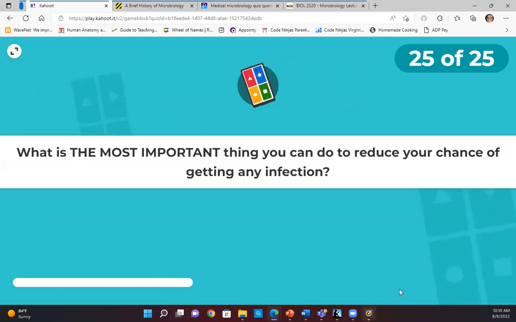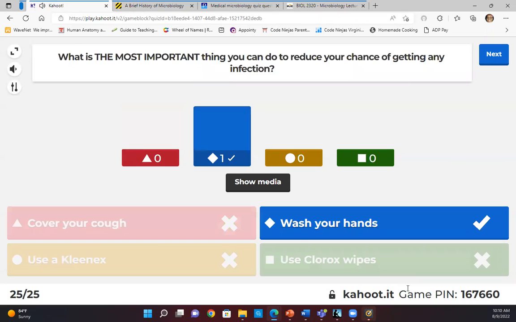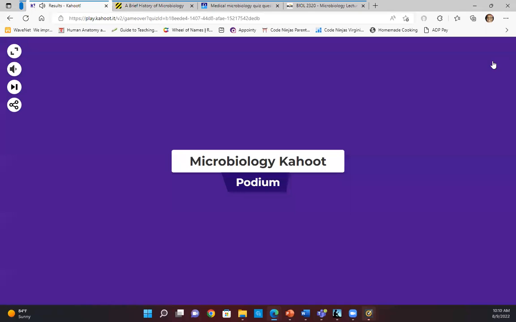Okay, so question 25. What is the most important thing you can do to reduce your chance of getting any infection? Cover your cough, wash your hands, use a Kleenex, use Clorox wipes. Yes, washing your hands, right? Florence Nightingale would be so proud.